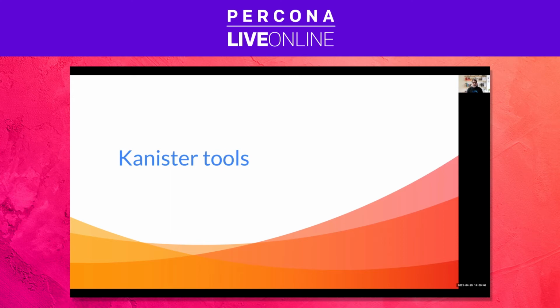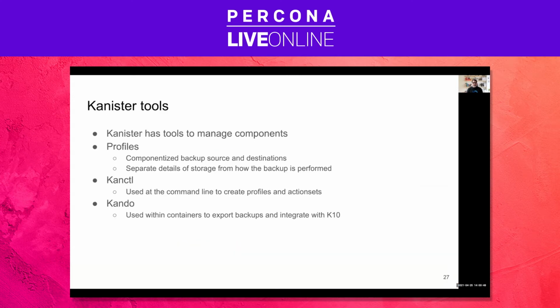Next, I'm going to talk to you about Kanister tools, Kanister profiles, and Kanister command line tools. Kanister profiles, as I mentioned before, represent external destinations for which data is backed up to or restored from. So profiles allow you to manage separately the where data goes or comes from, separately from how to back up that data. How to back up the data is represented by blueprints. Where to back up data to or restore it from is represented by profiles.